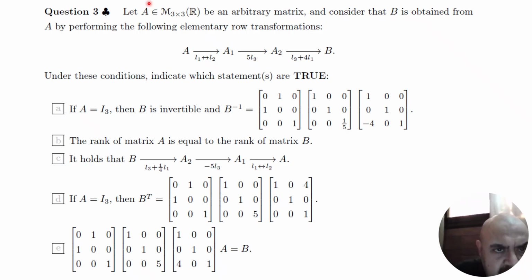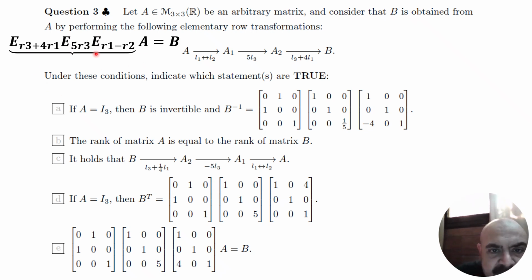He's telling you, let A belong to the set of 3 by 3 matrices, and B an arbitrary matrix, and consider B is obtained from A by performing the following row transformations. The first step, guys, is to try to write this group of steps into elementary matrices. The first elementary matrix will change row number 1 with row number 2. The second elementary matrix that you will need is to multiply the third row by 5. And the third operation is adding to the third row a multiple of 4 from the first row. Which can be easily written like this.